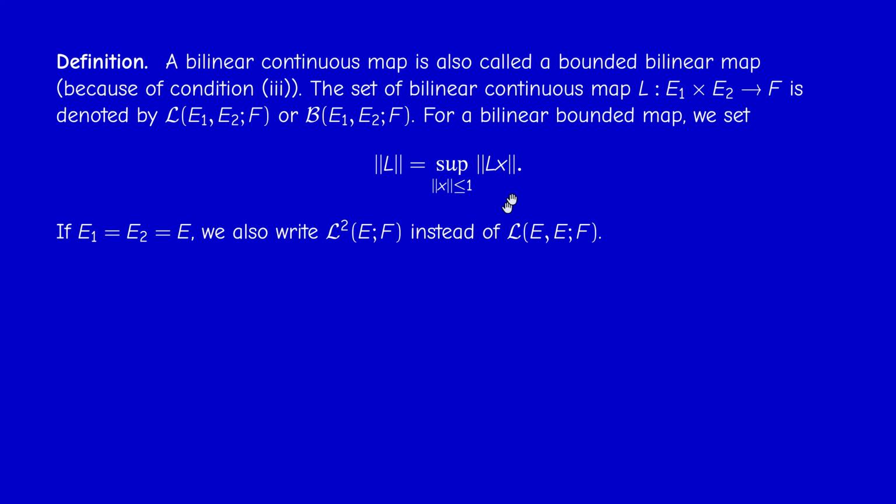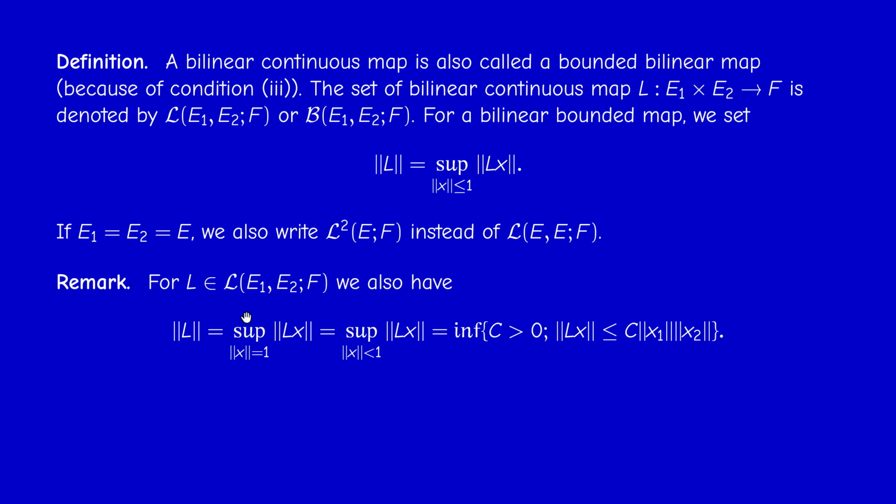And now I'll give some other characterizations of this norm. Now, as a particular case, if E1 equals E2, then we write L2 of E, F instead of L of E, E, F. Okay, so just economy of notation. So this is the set of bilinear bounded maps from E1 times E1 into F. So the two variables belong to the same space. And this will be the main case of bilinear maps that we shall deal with in this course.